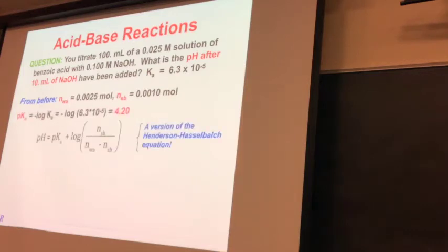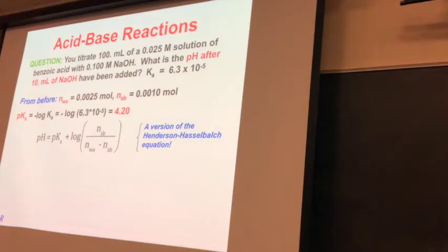pH equals pKa plus log of moles of strong base divided by moles of weak acid minus moles of strong base. Now pKa is minus log of Ka, so minus log of 6.3 times 10 to the minus 5 comes out to be that. That's the number that's going to go right here. And then here, moles of strong base divided by moles of weak acid minus moles of strong base.